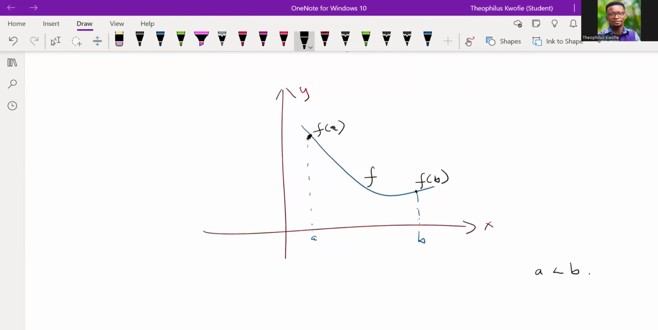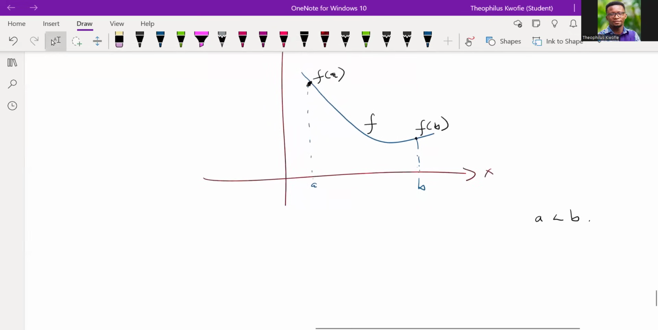But then the function began to go down, up to a point B. If that's the case, remember over the interval, A was always less than B. But because the function begins to decrease, our function now will operate on a different dimension. What dimension are we talking about? We will say that our f of A will be greater than our f of B.